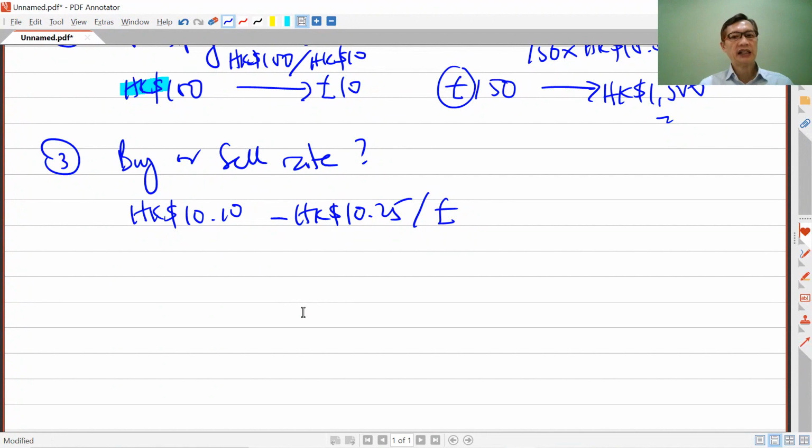So let's begin by saying that you went to the UK. Then you come back to Hong Kong and you still have £1,000 with you, and you go to the bank. They give you this rate, 10.1, 10.25. You bring this amount of pounds to the bank and you want to exchange.